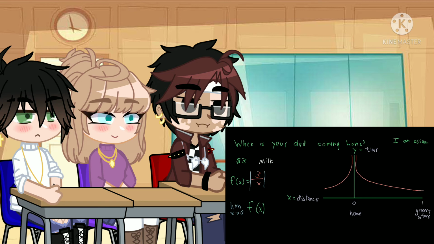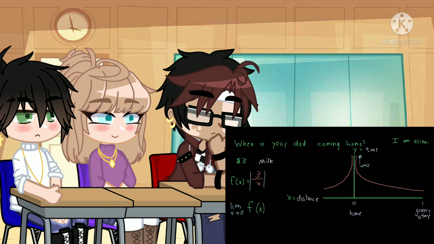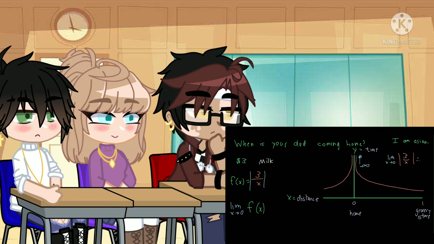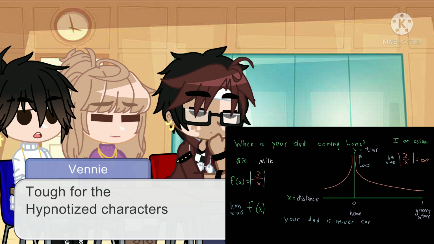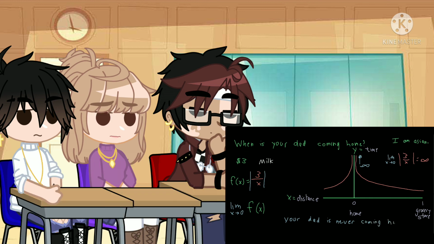As you can see on our graph, the y value, or time it takes until your dad gets home, approaches infinity. The limit as x approaches 0 in respect to the equation of the absolute value of 3 over x is infinity. So basically, your dad is never coming home. And there's your final solution.